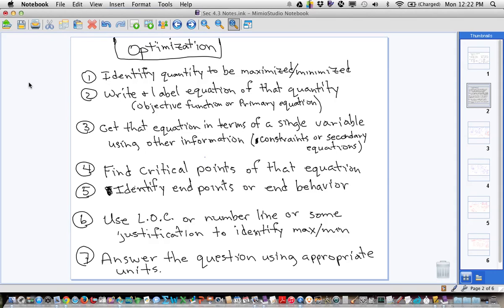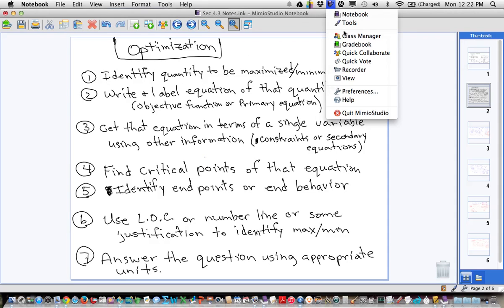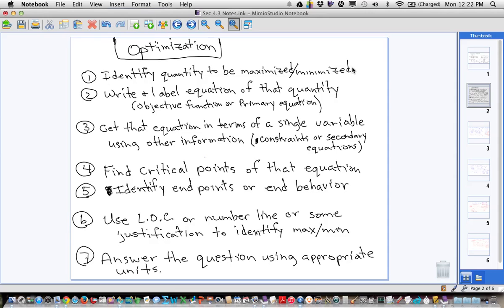So we're talking about maximum and minimum, and these can be difficult.